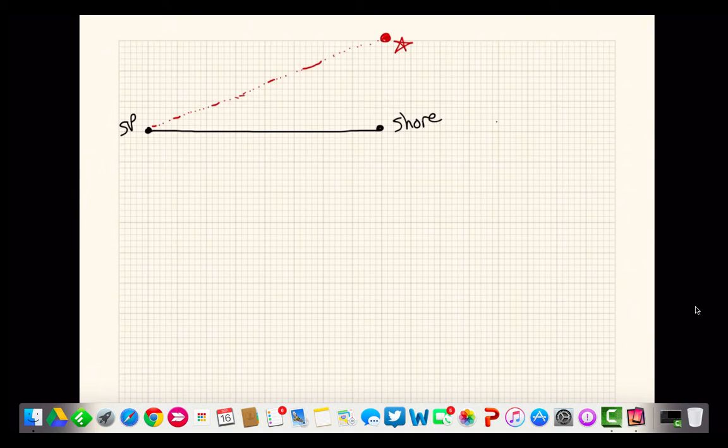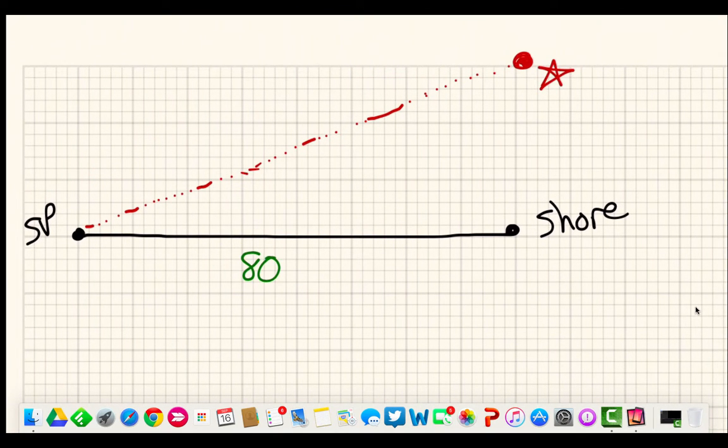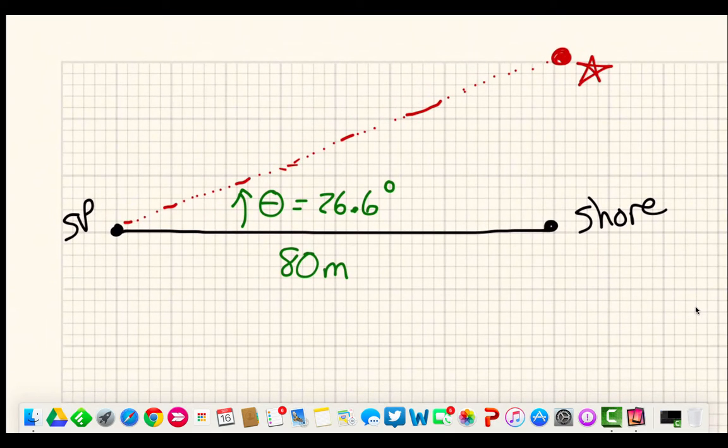Okay, so they want to know how far downstream the boat is going to travel, and that means they're looking for this distance right here. Okay, this is what we need to know. How far does the boat travel down the shore? Question mark. All right, so we're going to figure it out. They tell us that from shore to shore, it's 80 meters. Now we know based on our previous problem that the angle is 26.6 degrees. Okay, so we can use this information to our advantage.